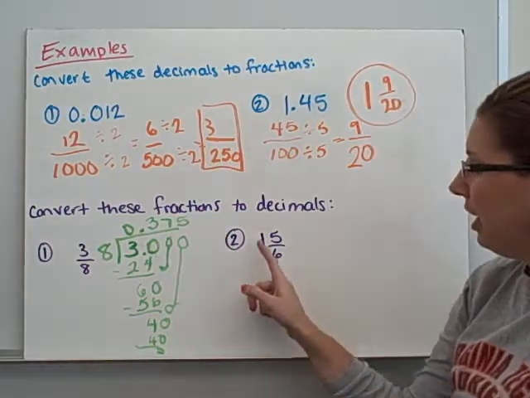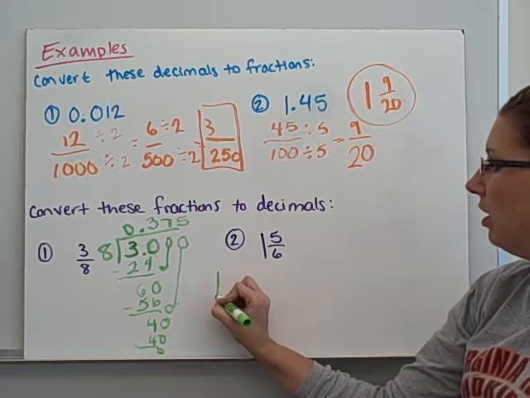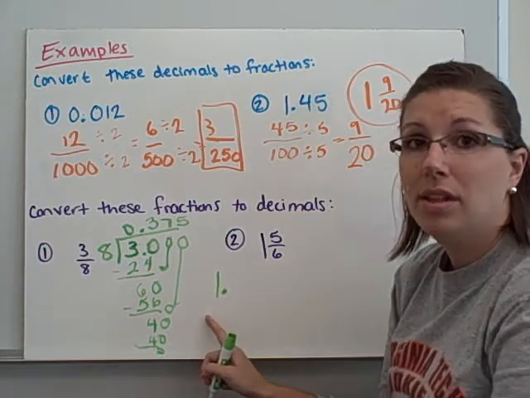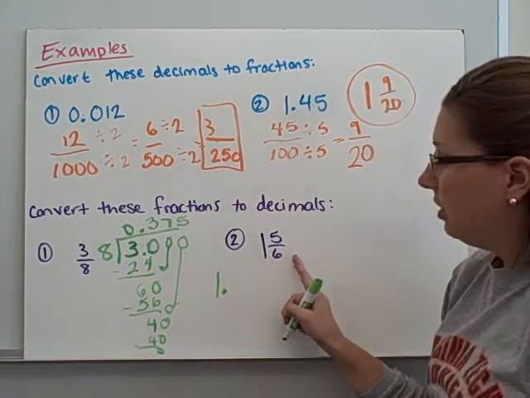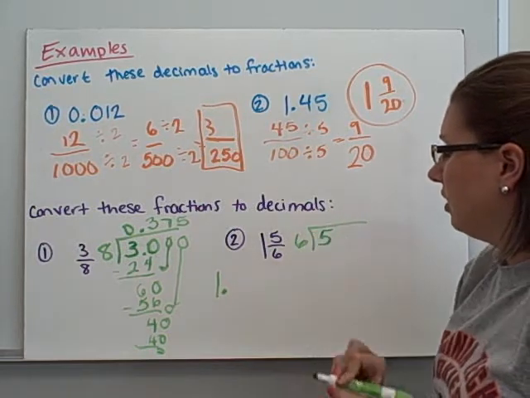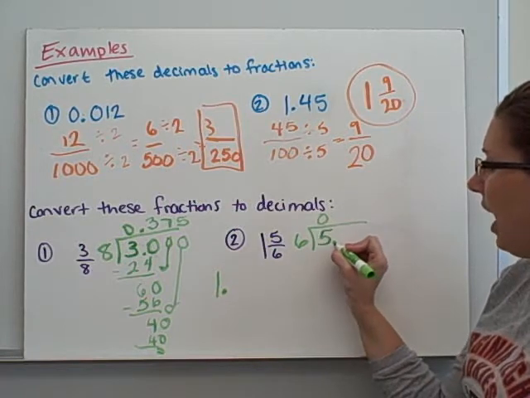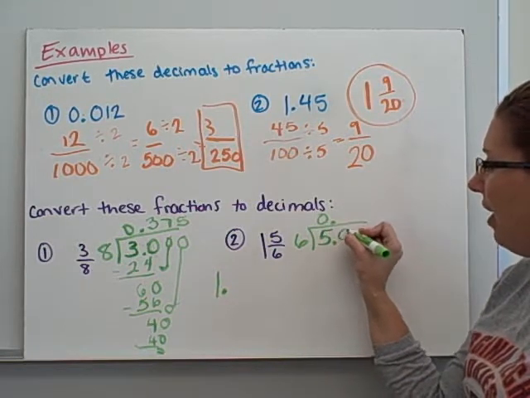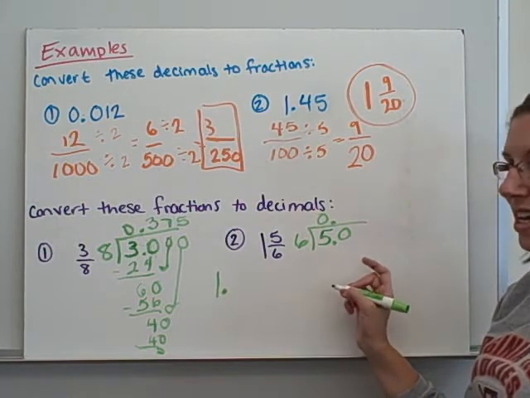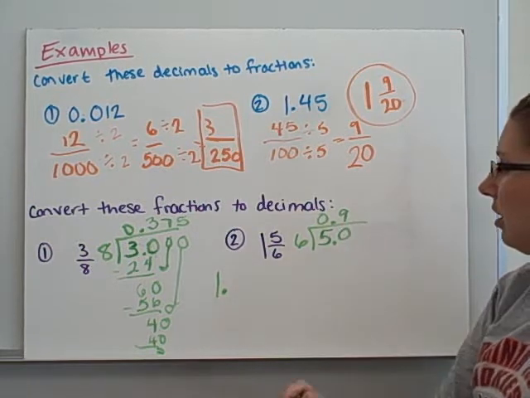And then we have 1 and 5/6. Well, you know that you're going to have 1 point something because that's my whole number. It goes to the left of the decimal. Now I have to divide 5/6. So 5 divided by 6. Can 6 go into 5? No, it cannot. So I have to add a decimal, bring it up, and then add a 0. 6 goes into 50. It will go in 9 times.